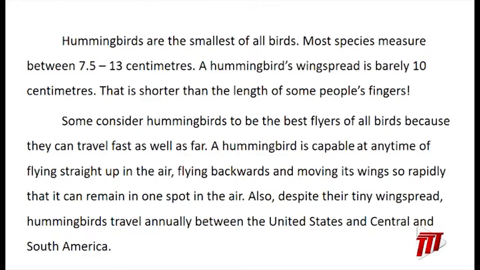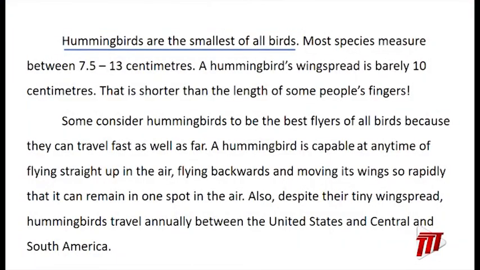Okay, so let's see if we can figure out what characteristics about hummingbirds. First of all, we find that hummingbirds are the smallest of all birds. So one characteristic might be that they are small. This is a specific detail about the length, the size of the hummingbird. So they measure between 7.5 and 13 centimeters. That might also be a characteristic of a hummingbird.